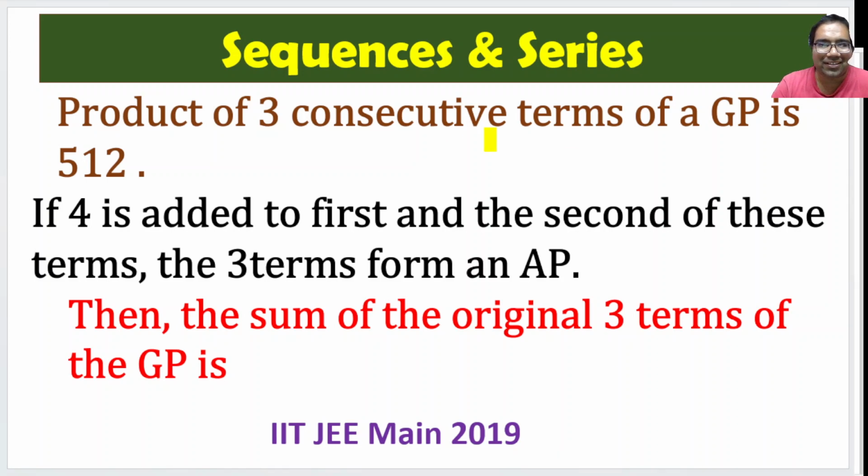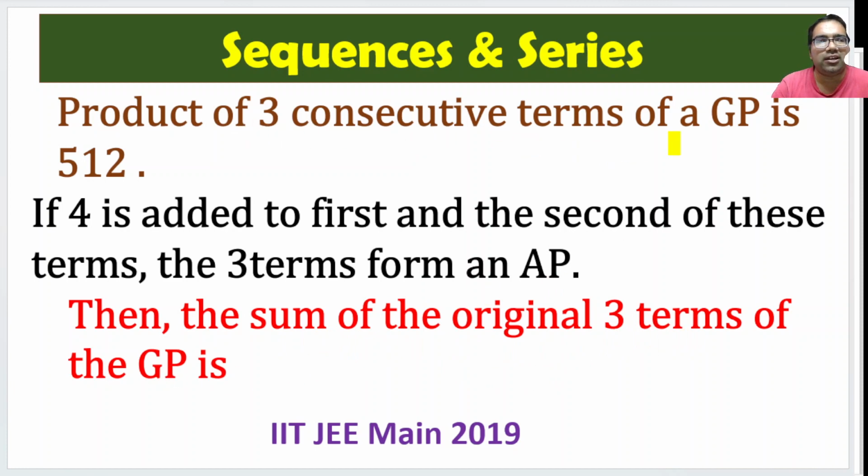Hi friends, here we are given three consecutive terms of a geometric progression, and their product is 512. Then if 4 is added to the first and second of these terms, these three terms form an arithmetic progression. Then what is the sum of these three terms of the original geometric progression?